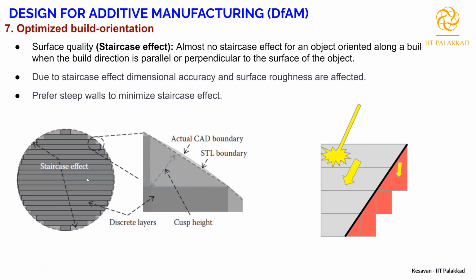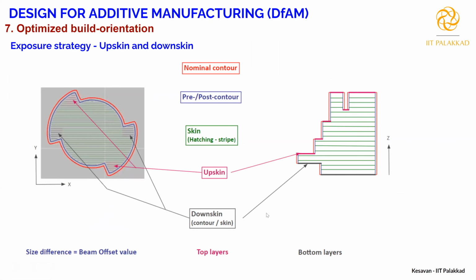To make a smooth surface, you need to reduce the thickness of the layer. That is the only option you have. You also need to plan the orientation such that this staircase effect can be minimized, right? If you have a staircase effect like this, you may end up with higher surface roughness, like the steps that you are seeing. So this is again build orientation.